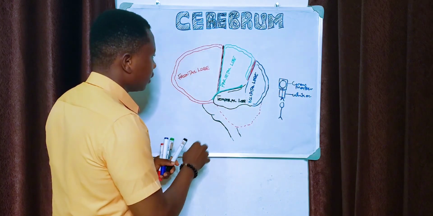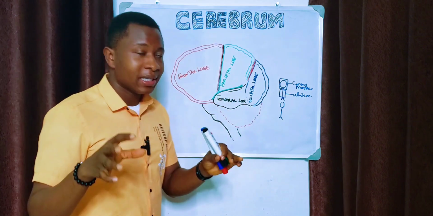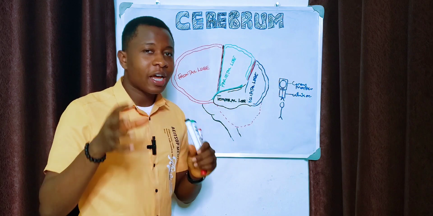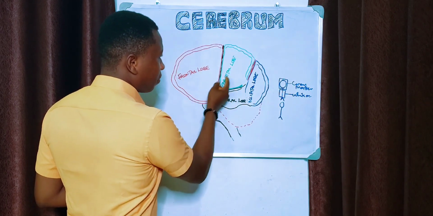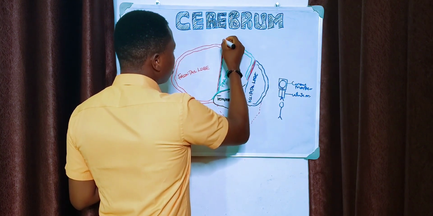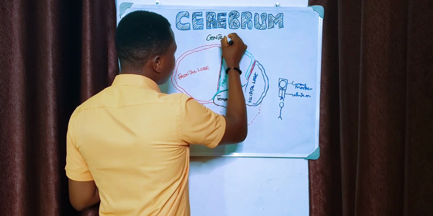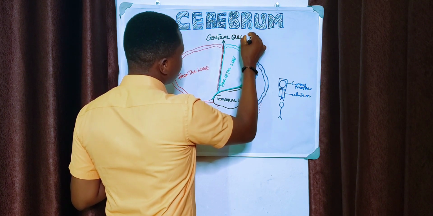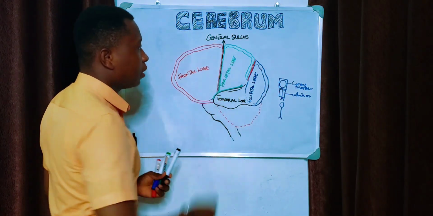Going forward, these lobes are divided by what we call the sulcus, and there are different types of sulcus. This one here, the one that divides the frontal lobe from the parietal lobe, is called the central sulcus. It divides the frontal lobe from the parietal lobe.